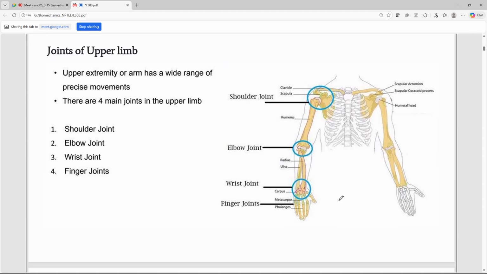Then next was joints of the upper limb, that most of you already know. The joints of the upper limb are the shoulder joint, elbow joint, wrist joint and finger joints. These different joints we already discussed in the synovial joints in our body. The main types we have already discussed in the first section.